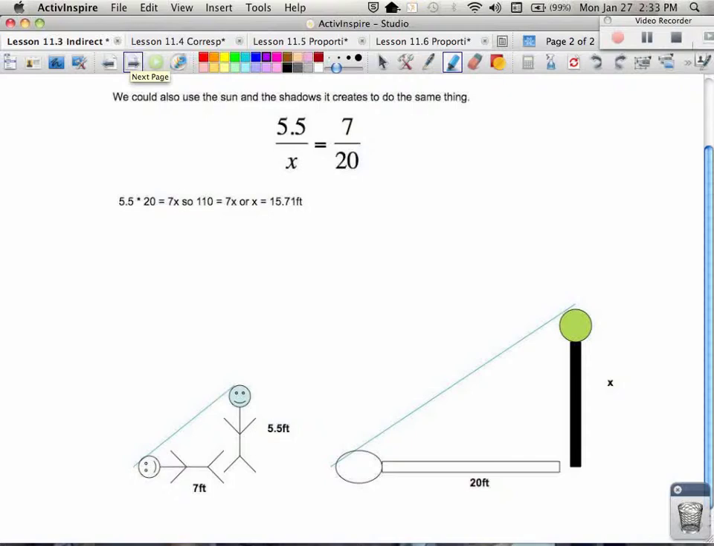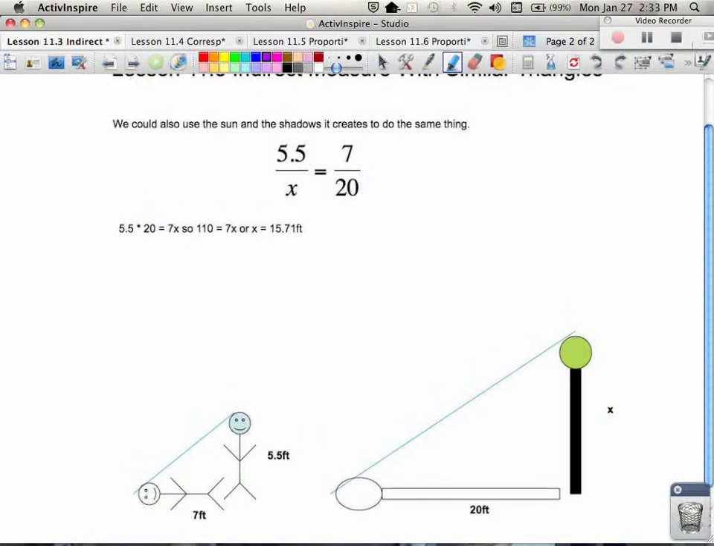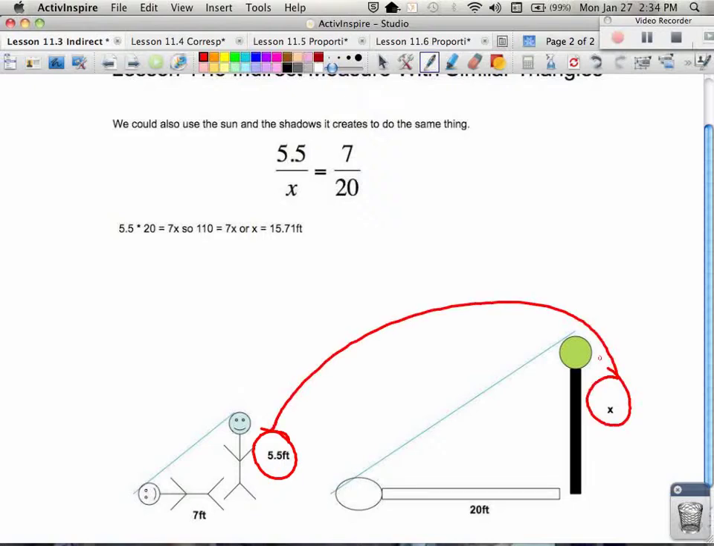Another example here, just to carry on through with our understanding of similar triangles, is that if I know that these two triangles are similar, we could talk about suns and shadows. So we'll notice that we have a 5'5" person casting a 7-foot shadow, and now we have a light pole casting a 20-foot shadow, and I want to know how tall that pole is. So what I do is I look at the comparisons. So I take the 5.5, which is the height of the person, and I can compare that, as earlier, to the height of the pole.